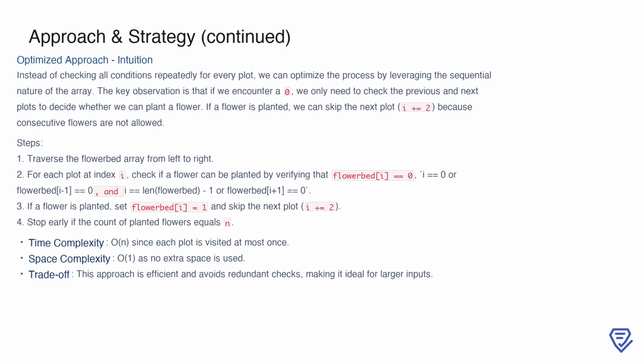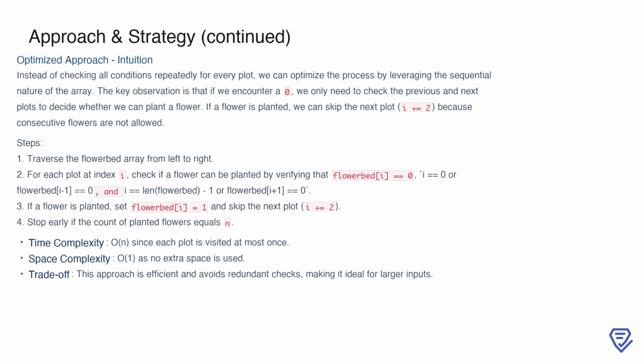The steps are as follows: traverse the array from left to right, check the conditions for planting at each plot, plant a flower if possible, and skip ahead to minimize unnecessary checks. Additionally, if we reach the required number of flowers before the end of the array, we can terminate early, saving further computation. This approach significantly improves efficiency, reducing the time complexity to O(n), as each plot is visited at most once. Like the brute force method, it uses O(1) space since no extra storage is required.